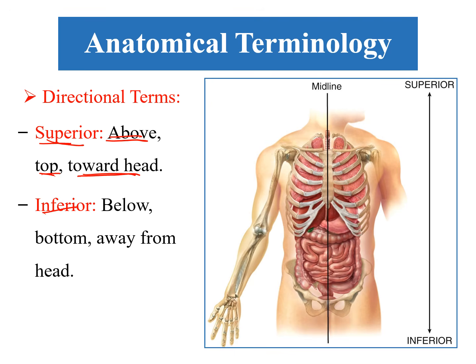Then the word inferior means below or at the bottom or away from the head. So when we say structure A is inferior to structure B, we mean that this structure is at the bottom of structure B or below structure B or away from the head in comparison to structure B. Structure B is closer to the head, or structure A is away from the head.